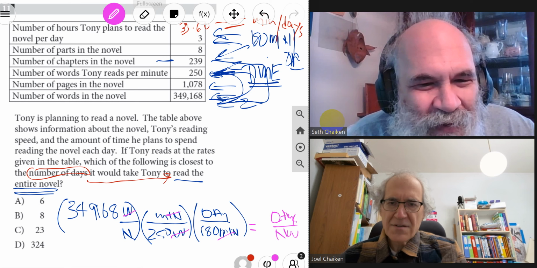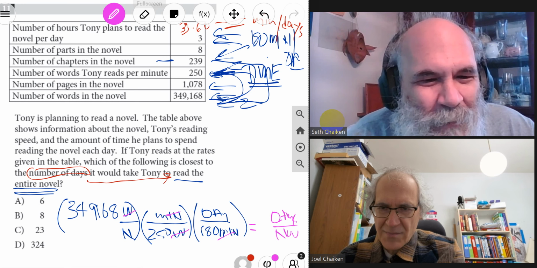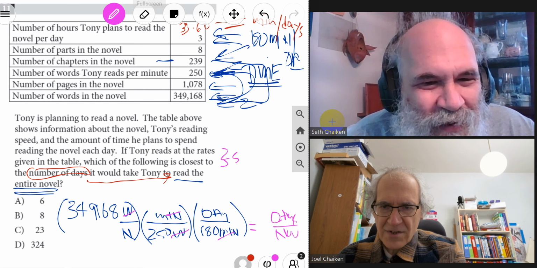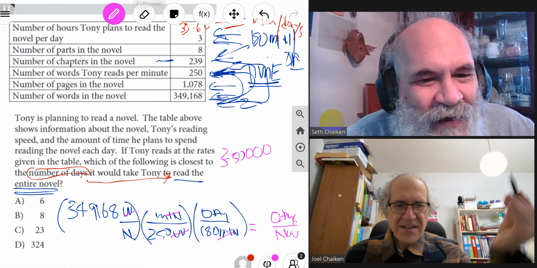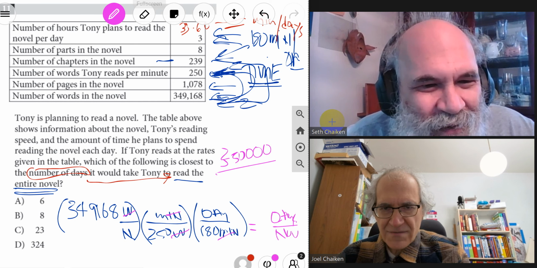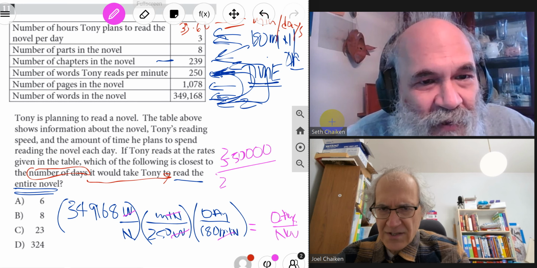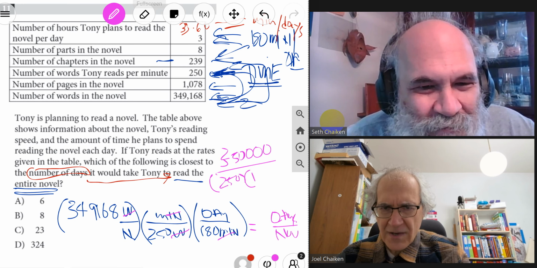Okay. Now we have the answer. So the answer is this ridiculous number, which we're going to approximate as 350,000. Oh, this is a calculator section. Oh, yeah, so it's 350,000 divided by 250 divided by 180.